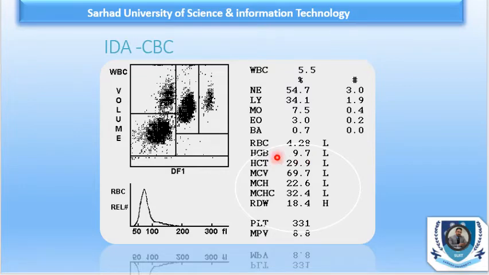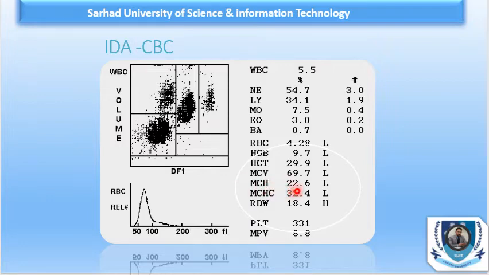Okay, now you will think about whether this anemia is microcytic, macrocytic, or normocytic. Then you will go forward and look for MCV. Here MCV is 69.7. It means that it's lower than normal, and we have a range of 80 to 100 femtoliters. So we have a lower level of MCV. So this is microcytic anemia, and then you go forward and see the MCH.